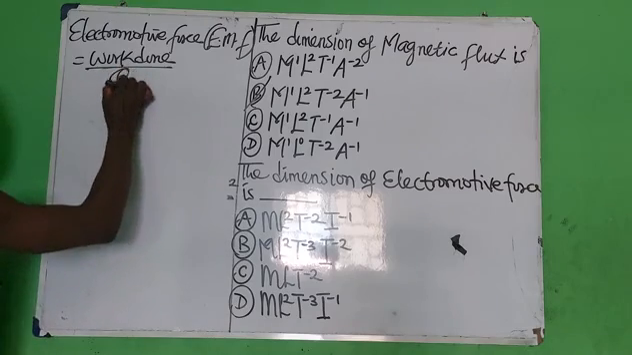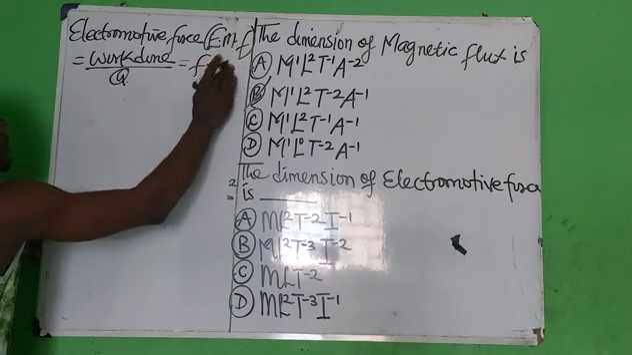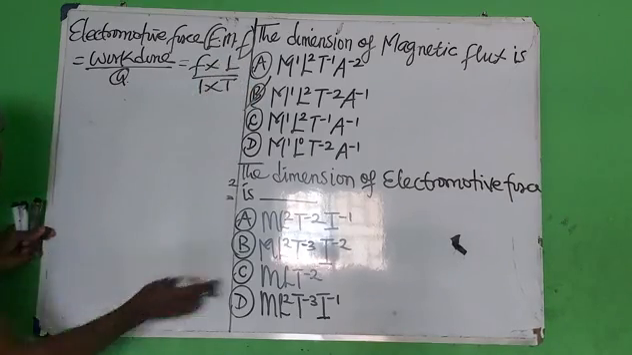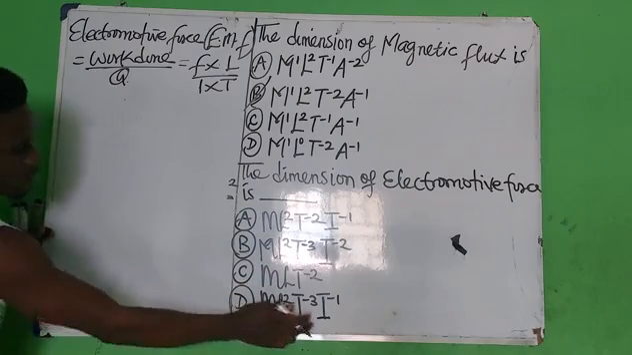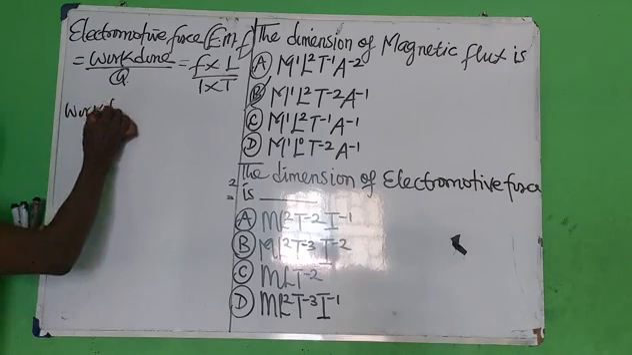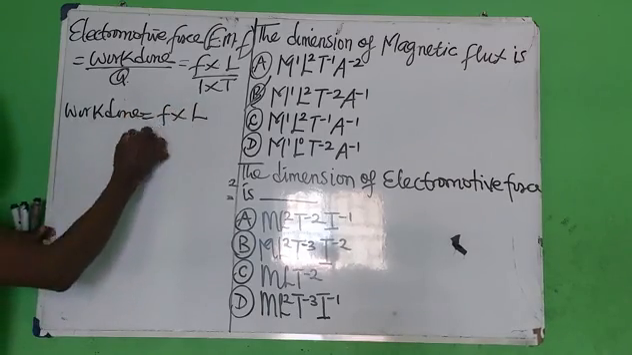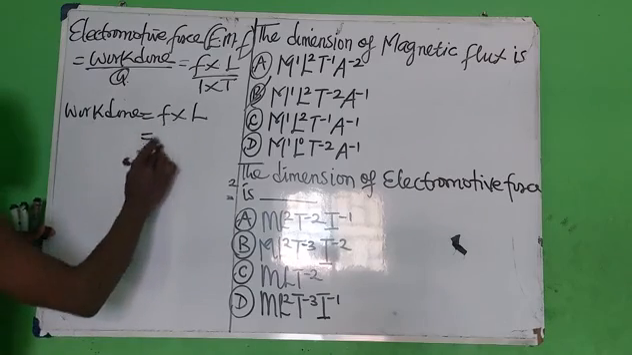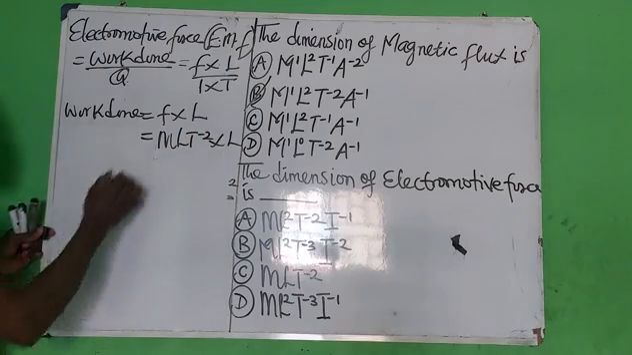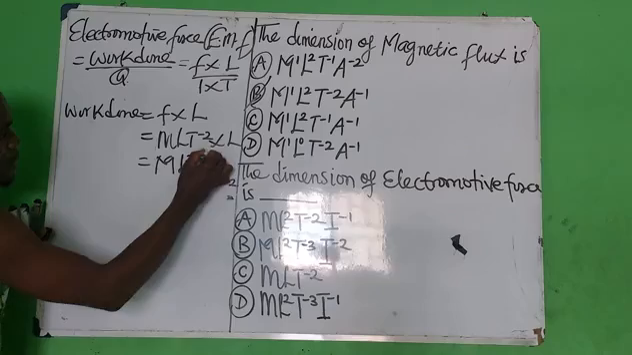Charge is Q, right? Work done is force times distance. Let me use L. Charge is IT. Yeah, you see now, they are using I in this case, so we are going to be using I. So work done, let me deduce it separately. Force times distance. Force as initially deduced is MLT minus 2 times L. So I have here M, L times L squared, then T minus 2.